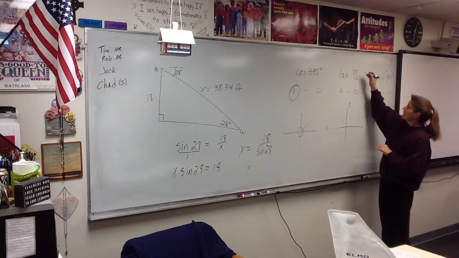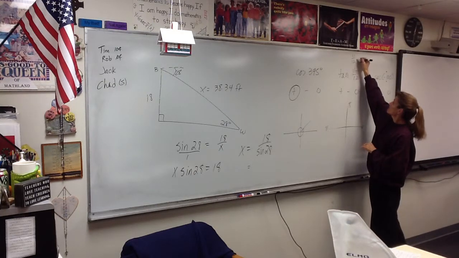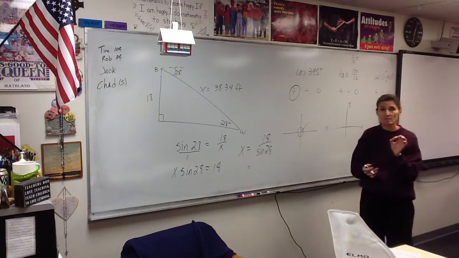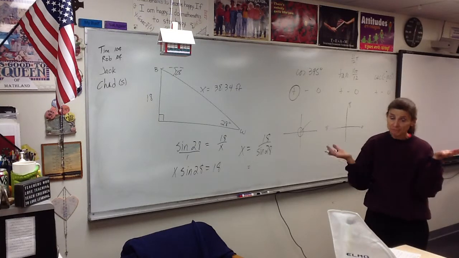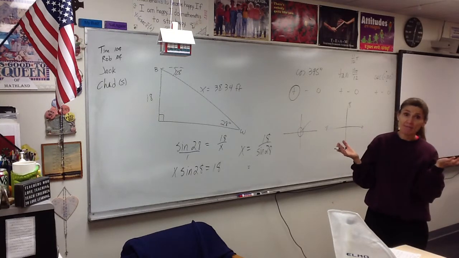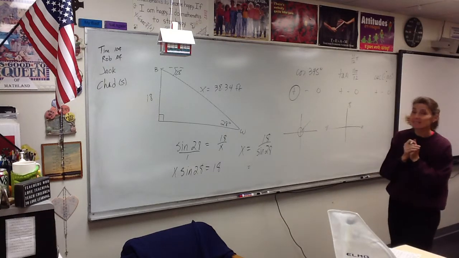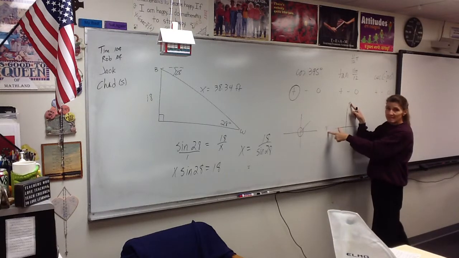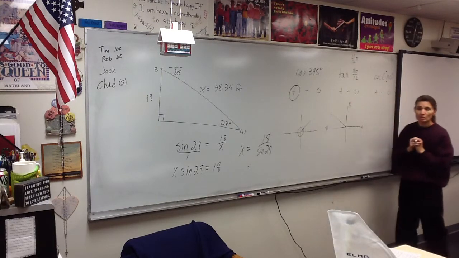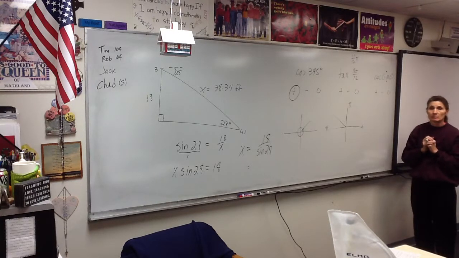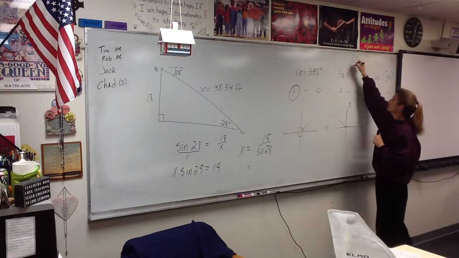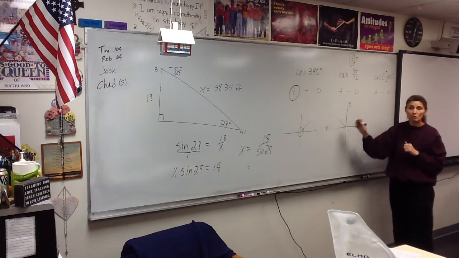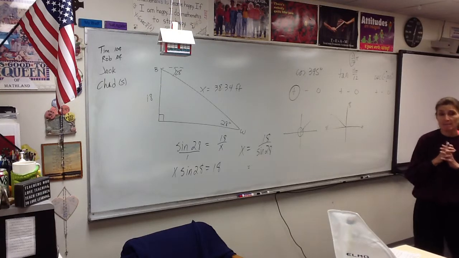This number is 11/12 pi. The fraction 11/12 is more than a half. 6/12 would be a half. So it's more than a half, but it's not a whole. So if it's more than a half, but less than a whole, it has to be in quadrant 2. It's somewhere in between a half and a whole pi.